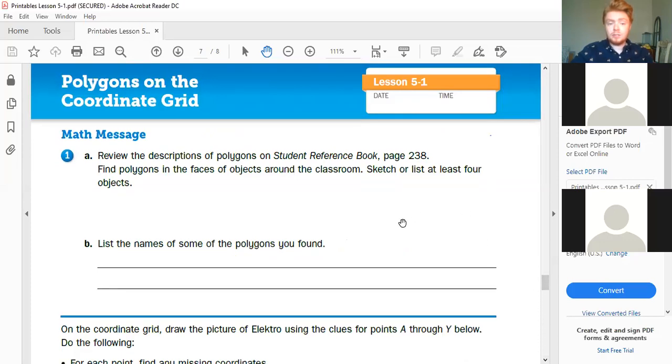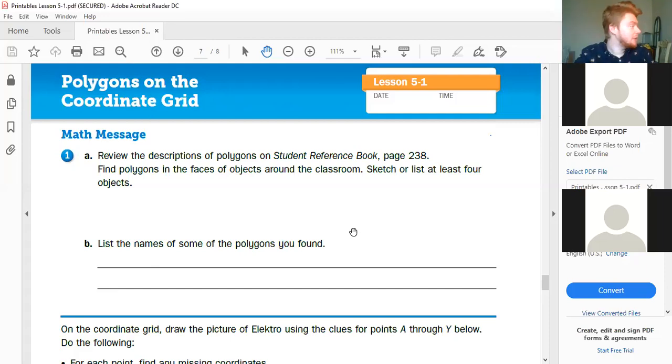here we are. It wants us to just review, find polygons in the faces of objects around the classroom, sketch a list. So if we were in class, it would want us to grab random objects like this, for example, which has measurable sides because it's a polygon. I only have squares and rectangles around me. I don't have any triangles or other shapes, but it would want us to take something like this, sketch at least 4 of them, and then list the names of some of the polygons we found.